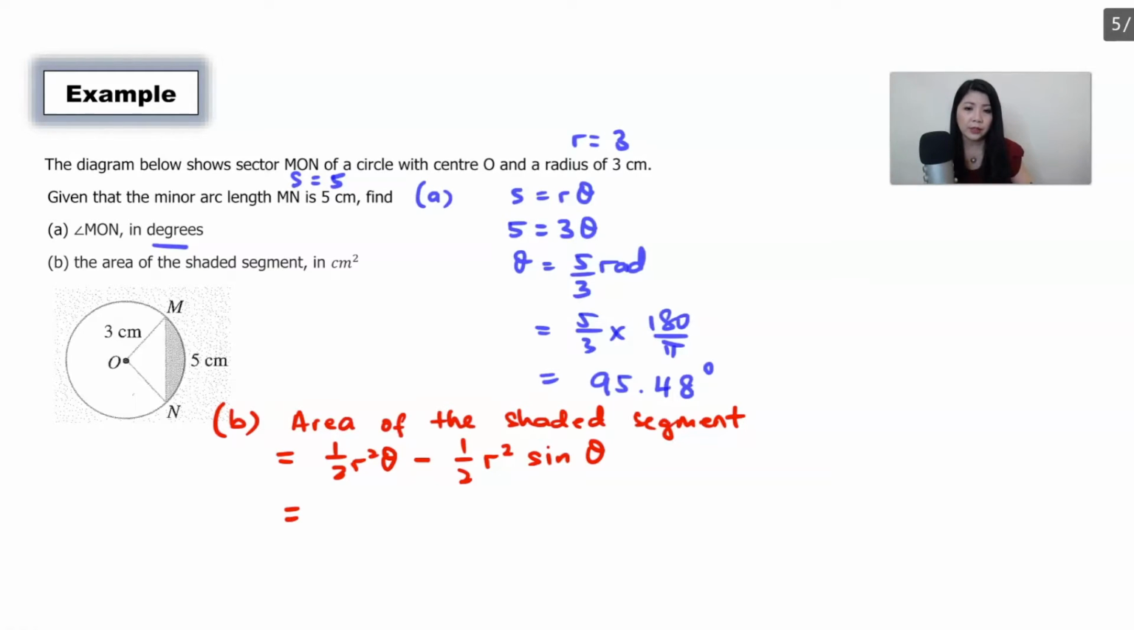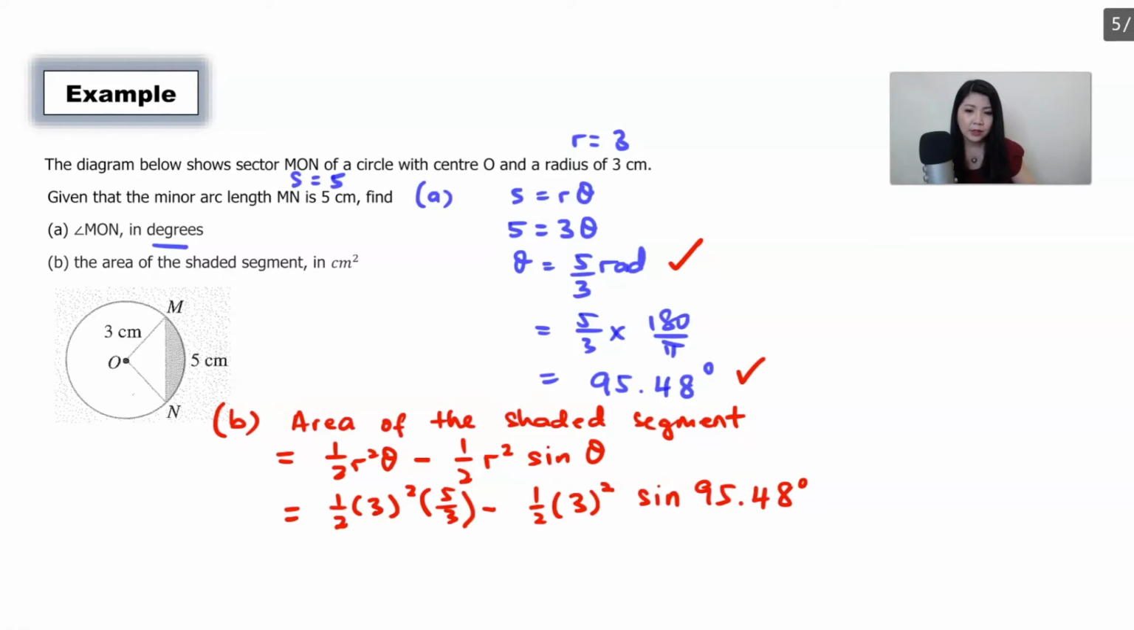So in this question, we already got our r, we got our theta, and sine theta must be in degree. So let's solve this. Half, r in this question is 3, so 3 squared, and this theta must be in radian, which is 5 over 3, that we found just now. And then minus half, r is 3 again, squared, and then sine. For this one, we have to use the angle in degree, which is 95.48.